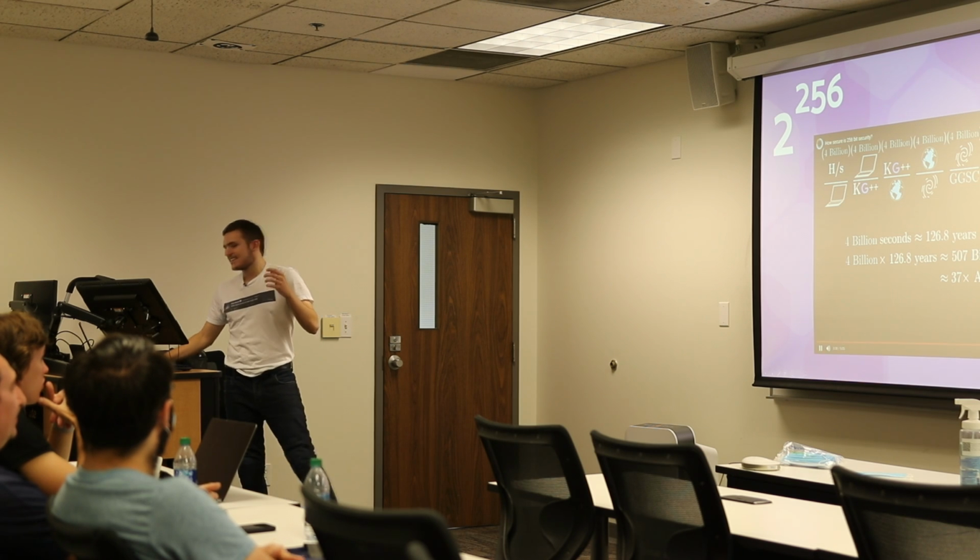Now, 4 billion seconds, that's about 126.8 years. 4 billion of those, well, that's 507 billion years, which is about 37 times the age of the universe. So even if you were to have your GPU-packed kilogoogle per person multiplanetary gigagalactic computer guessing numbers for 37 times the age of the universe, it would still only have a 1 in 4 billion chance of finding the correct guess. And that's the key.